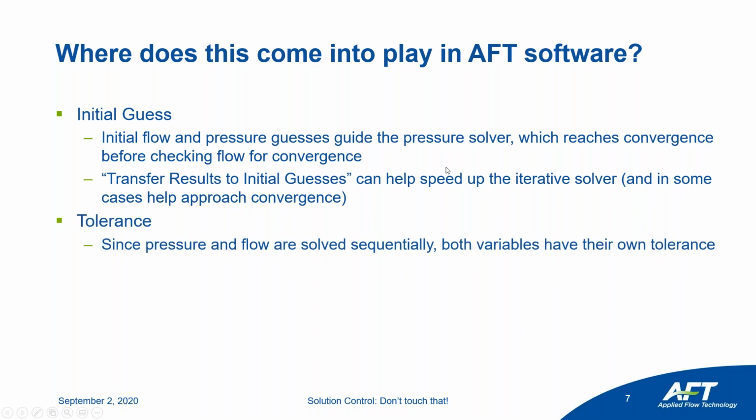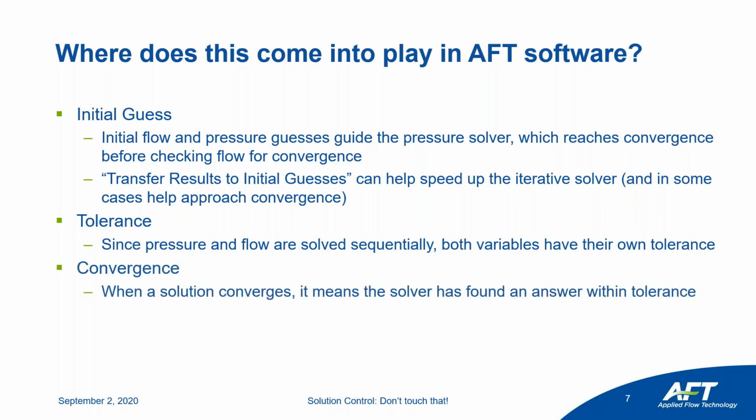We can also take a look at tolerance, which again is the big point that we need to come back to: how do we define tolerance and why is it so important? With pressure and flow being solved independently, well, pressure being solved first, then flow checking those pressures, each of those variables is going to have its own tolerance associated with it. So those both have to be met for us to consider a solution converged and start making design decisions upon those results. So once we're within tolerance, we have that convergence, and we have a solution within tolerance.